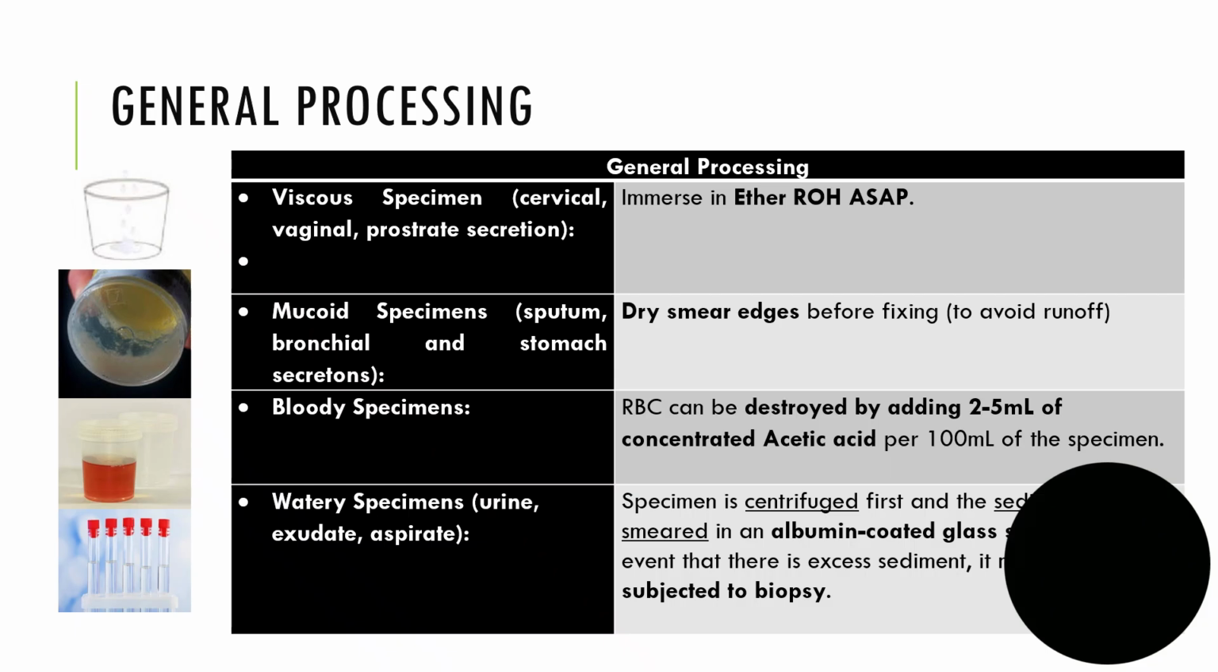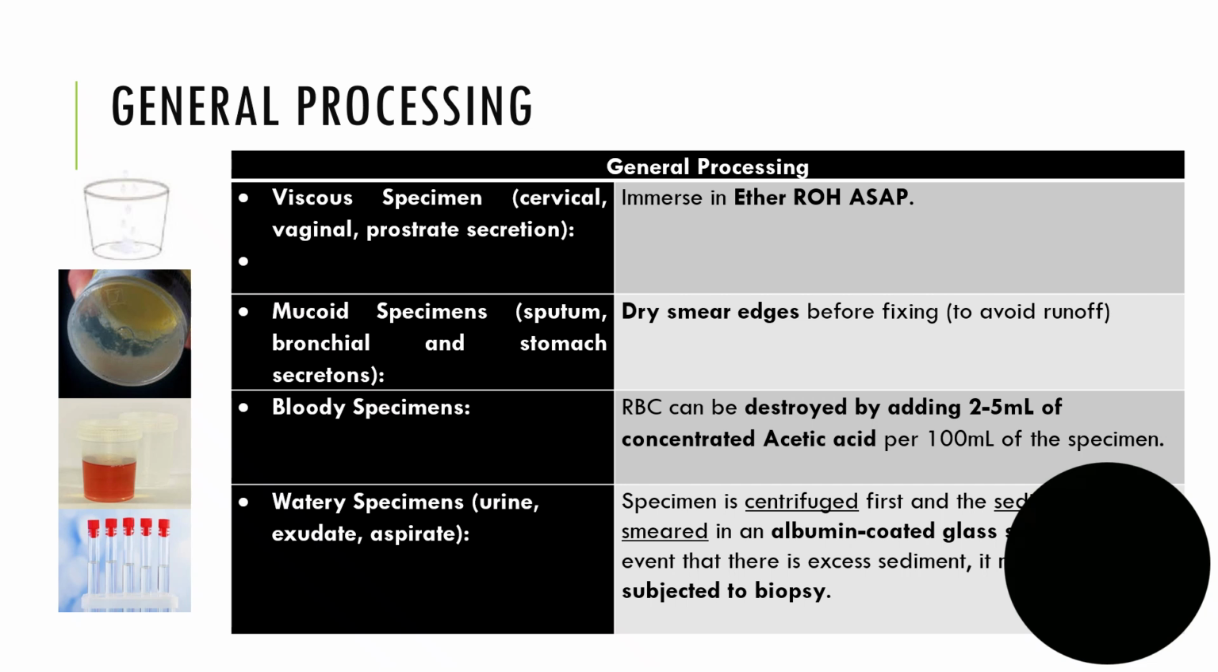Third, we have bloody specimens. The problem with bloody specimens is that the large number of red blood cells obscures the cells of interest. So the solution is to lyse the red blood cells by adding 2 to 5 ml of concentrated acetic acid per 100 ml of the specimen.